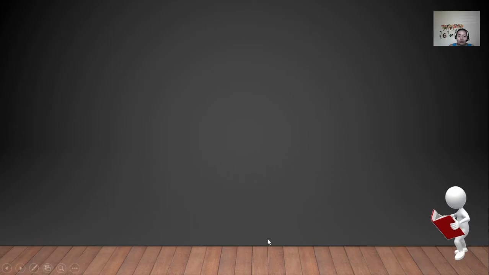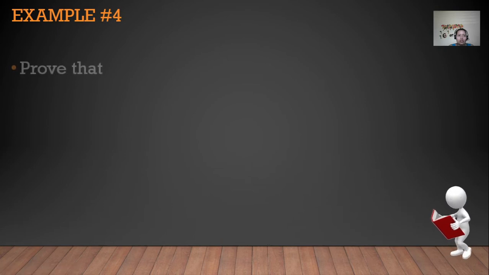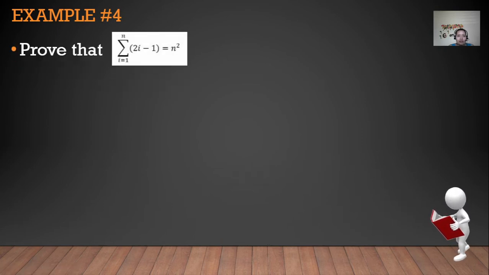Today we are going to discuss example number 4, and that is proving a certain sigma notation. That is the sum of 2i minus 1, with the first term i equals 1 and the last term i equals n, equals n squared. So step number 1: show true for n equals 1.